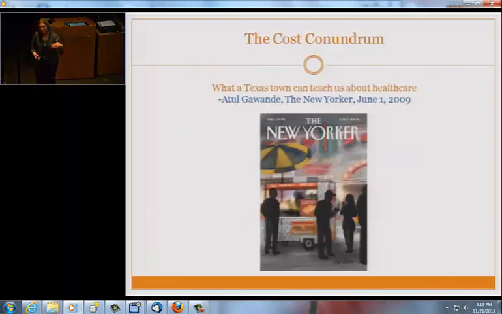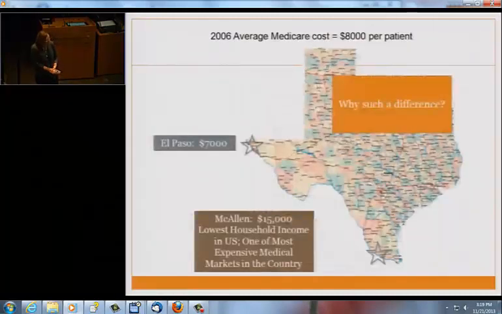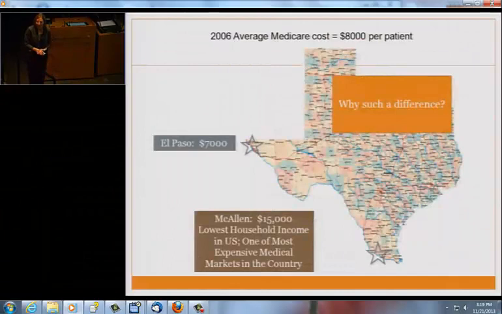He was on the working group that produced the World Health Organization surgical checklist that the surgeons in the room have some experience with. And he also publishes fairly regularly in the New Yorker. And in 2009, he did a piece on 2 towns in Texas, and it looks at variation in clinical spending. So in 2006, the average Medicare cost per patient was about $8,000. And he looked at El Paso and he looked at McAllen. In El Paso, they were spending about $7,000 per beneficiary. And in McAllen, they were spending about $15,000 per Medicare beneficiary.